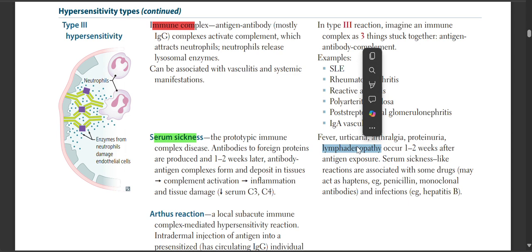Now, where are immune complexes produced? By which cells? B cells. Where are B cells? Lymph nodes. So, lymph nodes will increase in size. That's why lymphadenopathy.